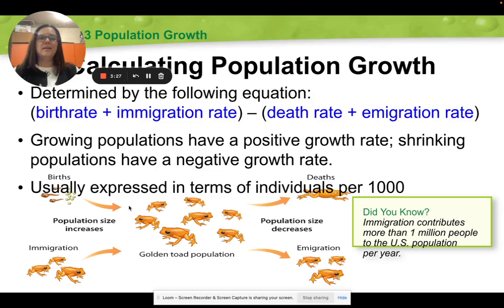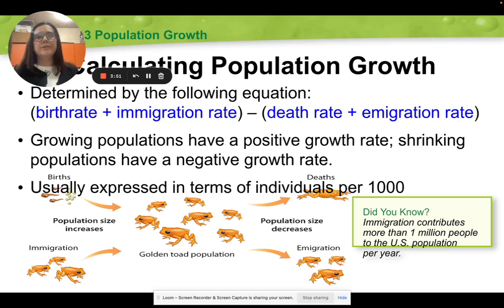So when we look at a population, we have to take into account birth rate and immigration. That's what's causing it to increase. And then subtract it from death rate and emigration, which are the things that are lowering that population. The number you get is the population growth rate. If it's a positive number, that means population is growing. Bigger numbers, growing faster, right? Negative numbers are shrinking, and the bigger the negative number, the faster it's shrinking.